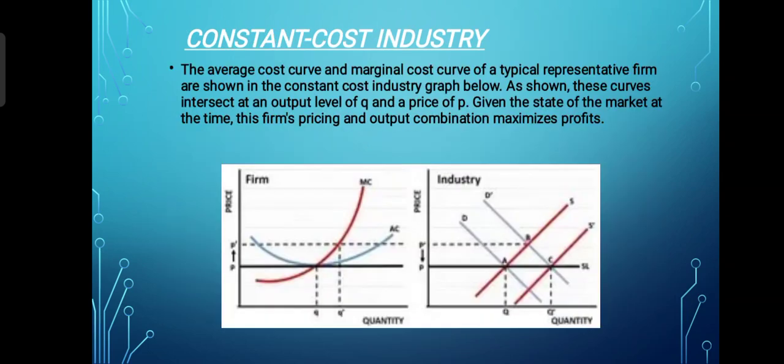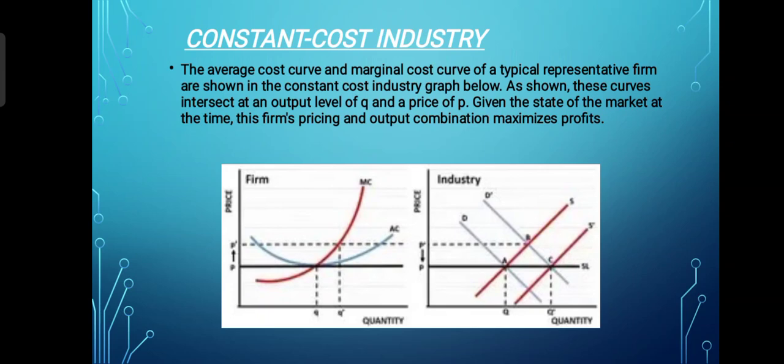Next is constant cost industry. The average cost curve and marginal cost curve of a typical representative firm are shown in the constant cost industry graph below. As shown, these curves intersect at an output level of Q and a price of P, given the state of the market at the time. This firm's pricing and output combination maximizes profit.